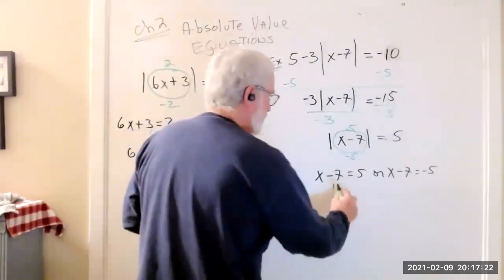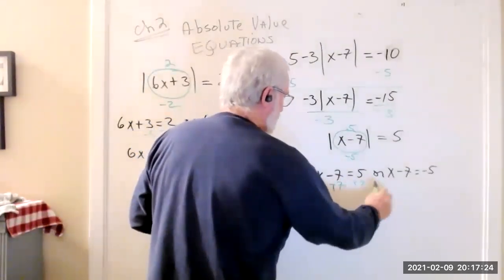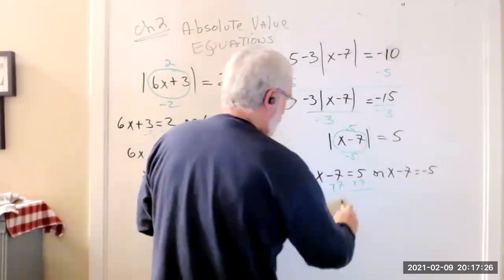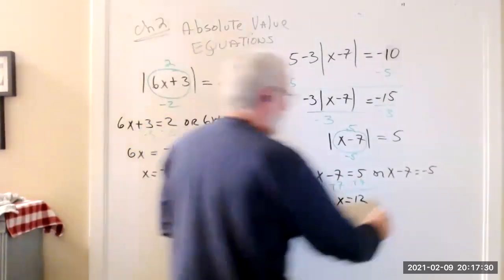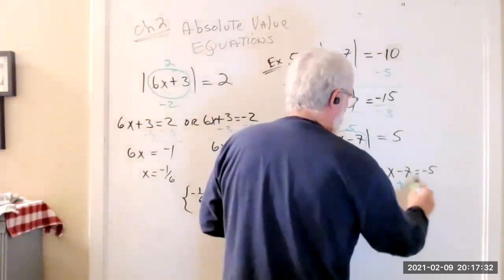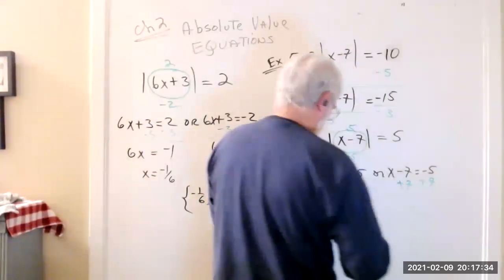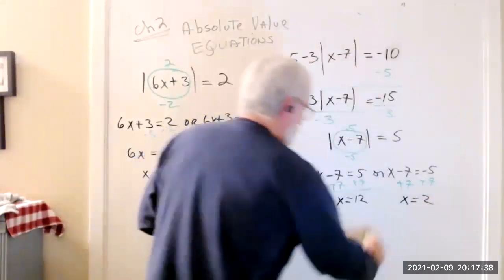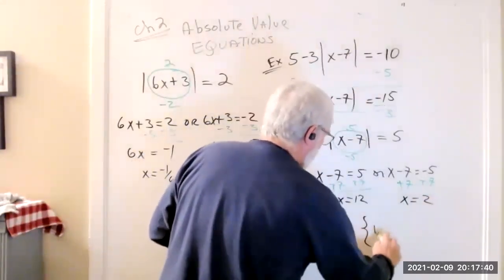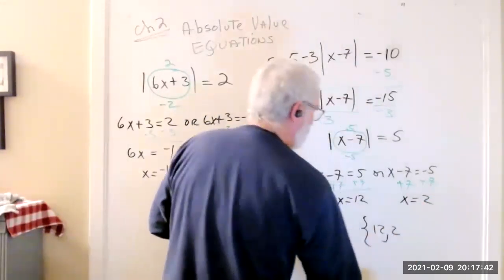Okay, add 7. So x could have been worth 12, or add 7, x could have been worth 2. Solution set, 12 and 2.